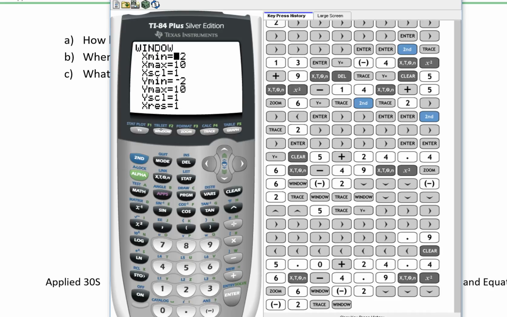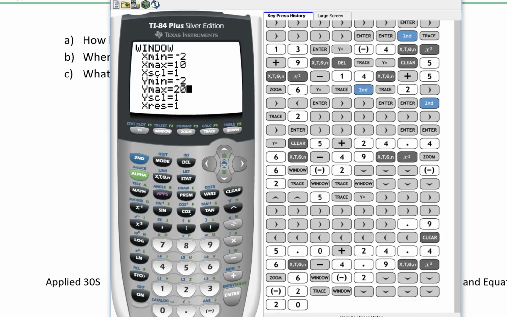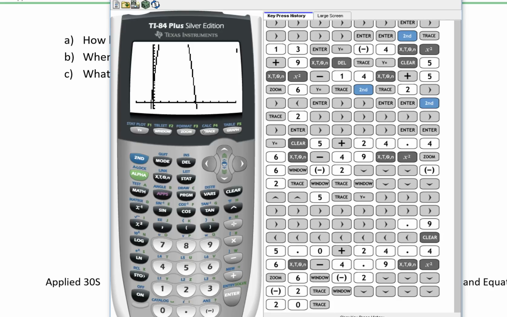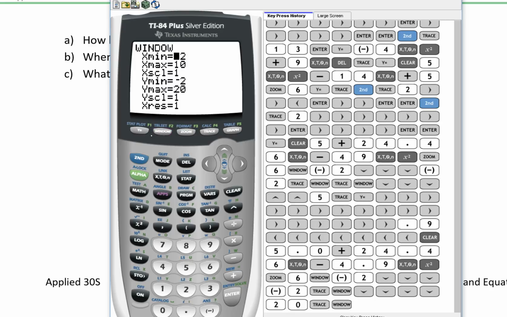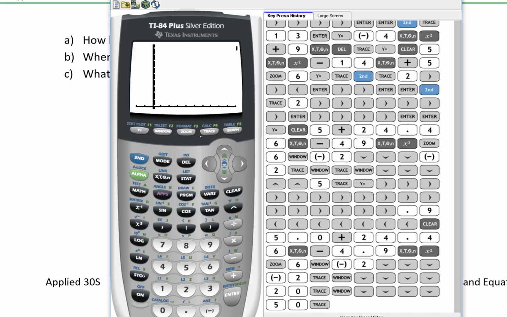And let's change that Y max. Let's try 20. Let's see how that goes. Well, that's not nearly high enough. So choose another value you want to make that. Let's try 50.